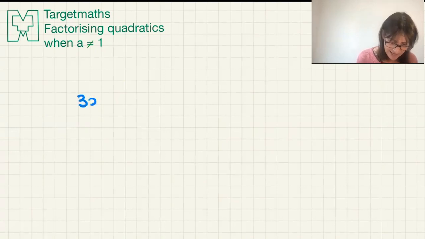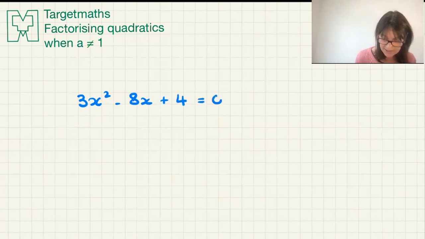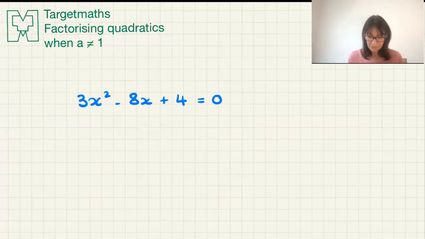So 3x squared minus 8x plus 4. I need it to equal 0 if I'm going to find solutions. Without the equals 0, I'm just factorizing. With the equals 0, I've created an equation, and as soon as I have an equation, I have something I can solve. So that's the difference between having the equals 0 there and not.